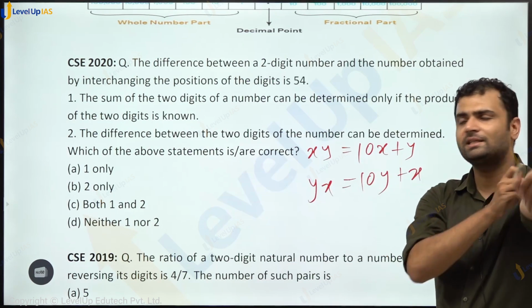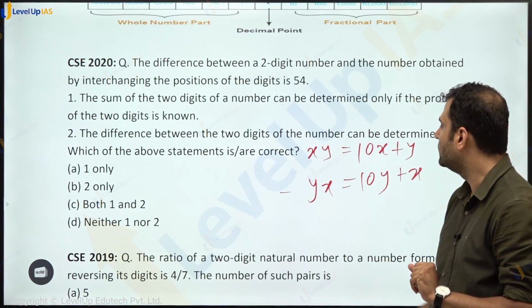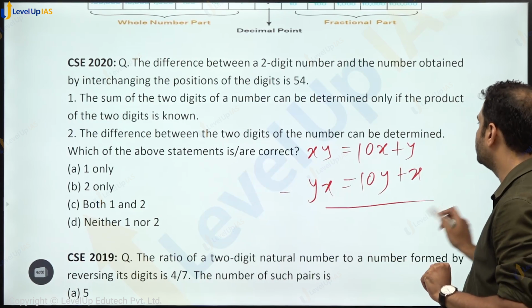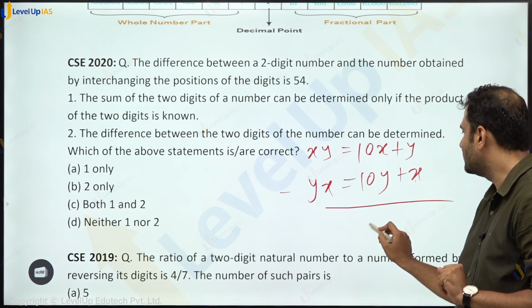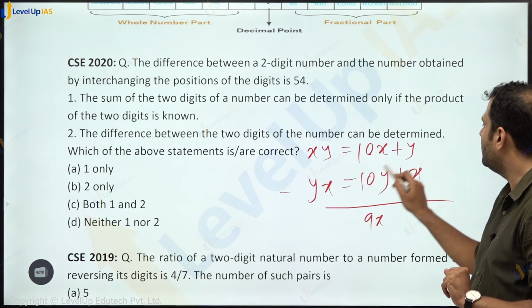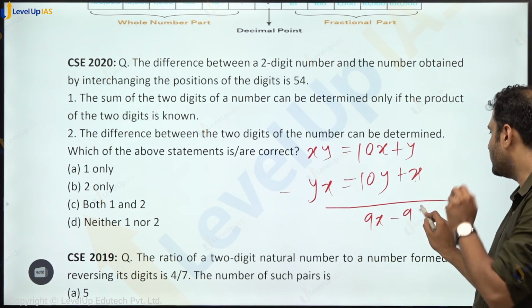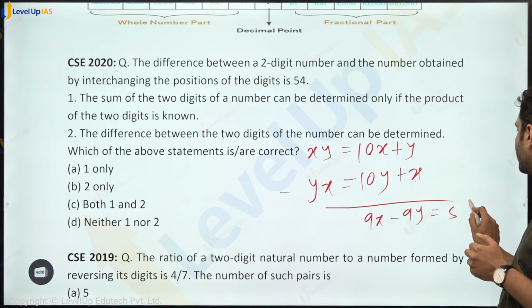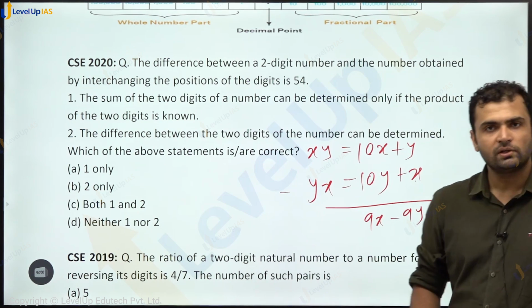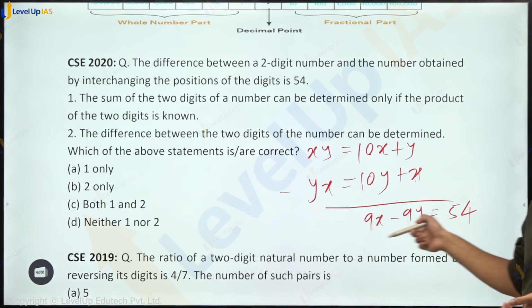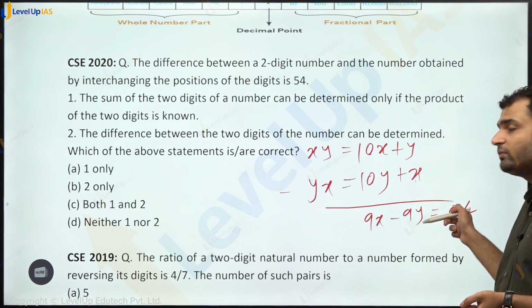And the question says the difference is 54. This minus this is 54. 10x minus x is 9x, and y minus 10y is minus 9y, and this we have been given as 54. And now we can divide the entire equation by 9, because this 54 is 9 6s are 54.